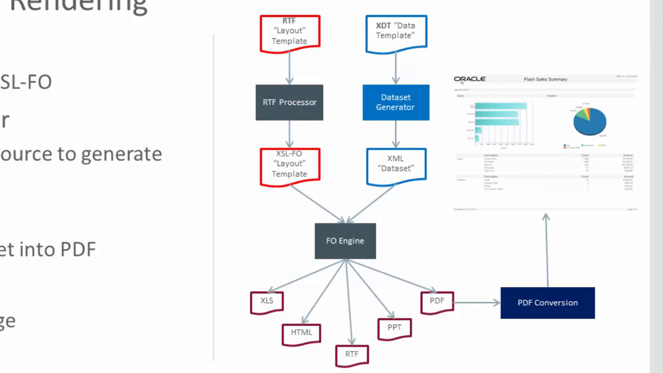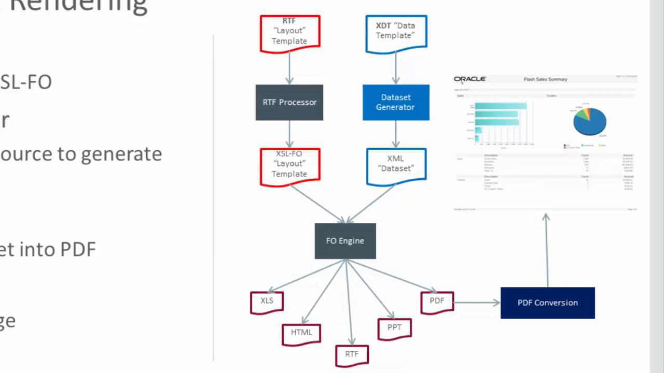This chart reiterates that an XDT data template is used by the dataset generator to produce an XML dataset. We saw this process in the previous slide. What we haven't discussed is how RTF layout templates are processed by BI Publisher's RTF processor into an XSL-FO layout template. XSL-FO, which stands for XSL Formatting Objects, is a powerful markup language used for XML document formatting.